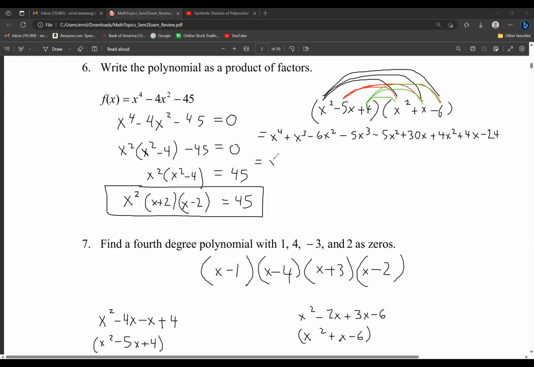x^4 is the only x^4, right? Let me do this in a different color. x^3 there, x^3 there. That's it, right? Now x^2 there, x^2 there, x^2 there, and now just the x's in, say, orange. x there, x there. Now, collect those like terms.